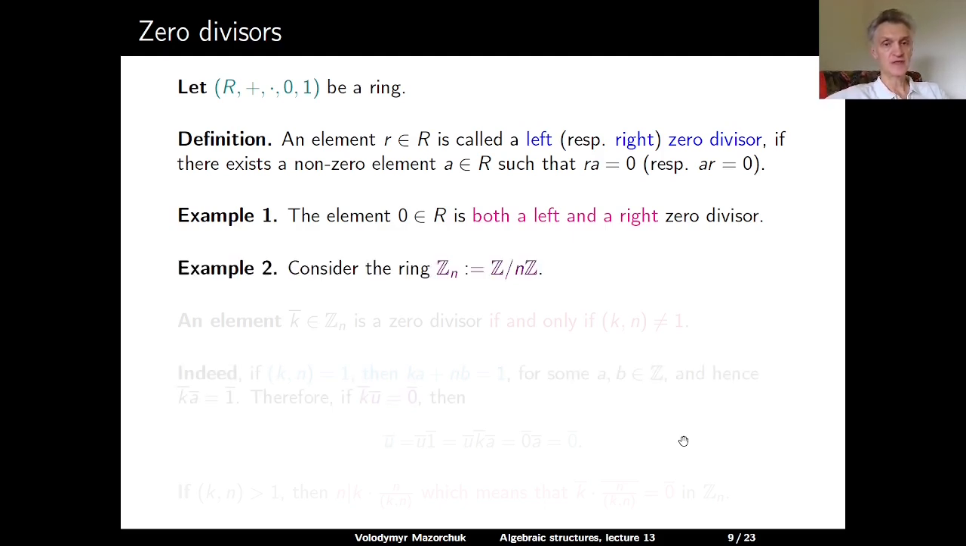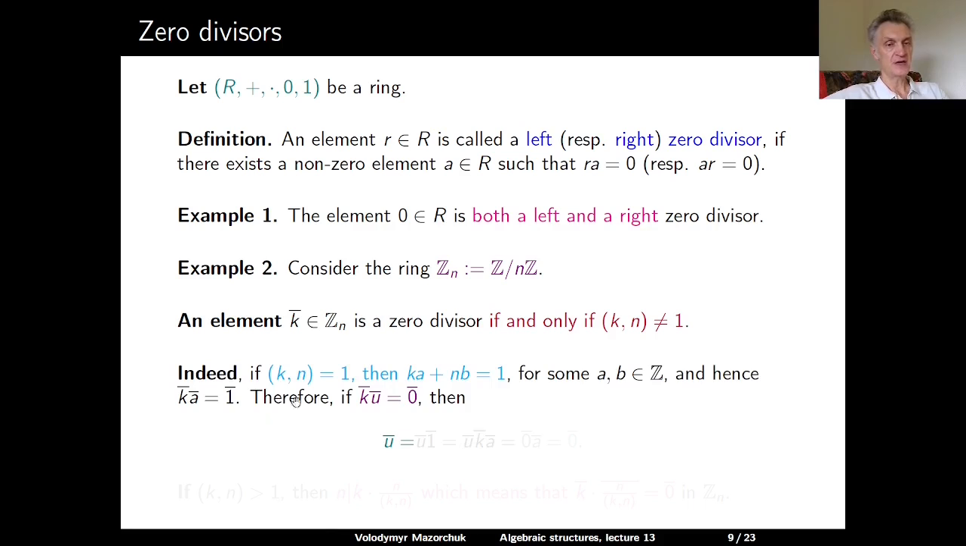Example 2. Consider the ring Z sub n, which is the quotient of the ring Z modulo the ideal consisting of all integers divisible by n. Then an element k, the class of k in this ring, is a zero divisor if and only if the greatest common divisor of k and n is not equal to 1. So if and only if k and n are not coprime.